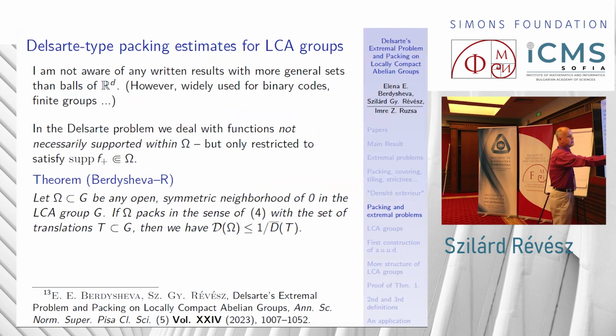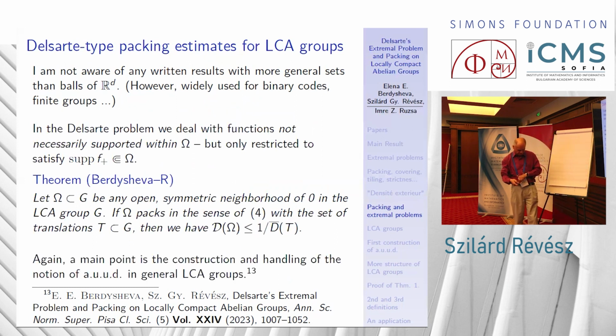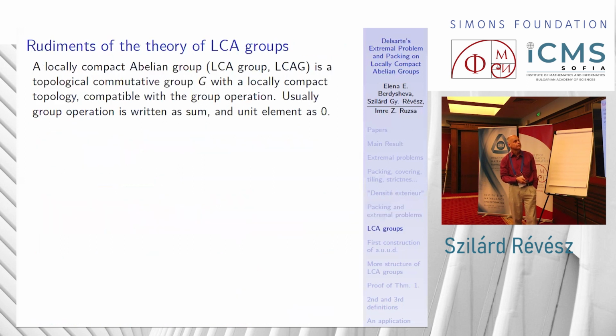So here there appears this density. I would like to explain our construction of the density definition. How much time I may have? 15 minutes. Okay. So one has to recall a couple of basic facts about locally compact Abelian groups. So a locally compact Abelian group is an Abelian group equipped with a topology with which it is locally compact.